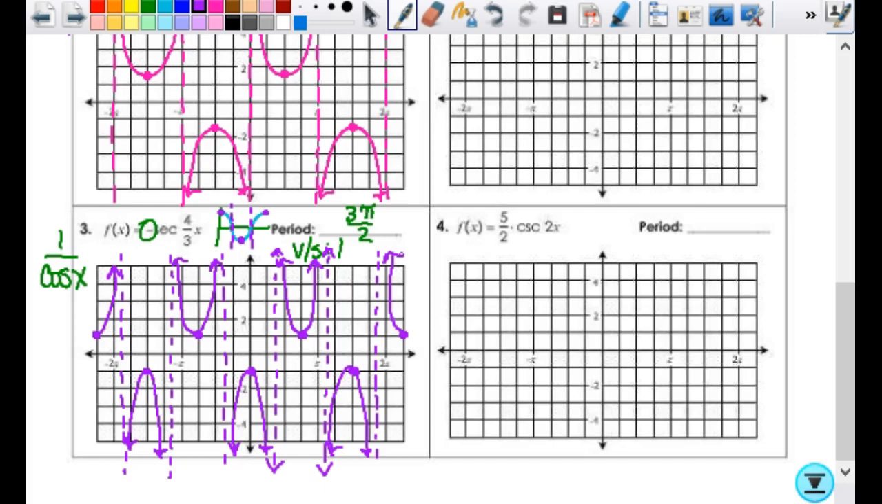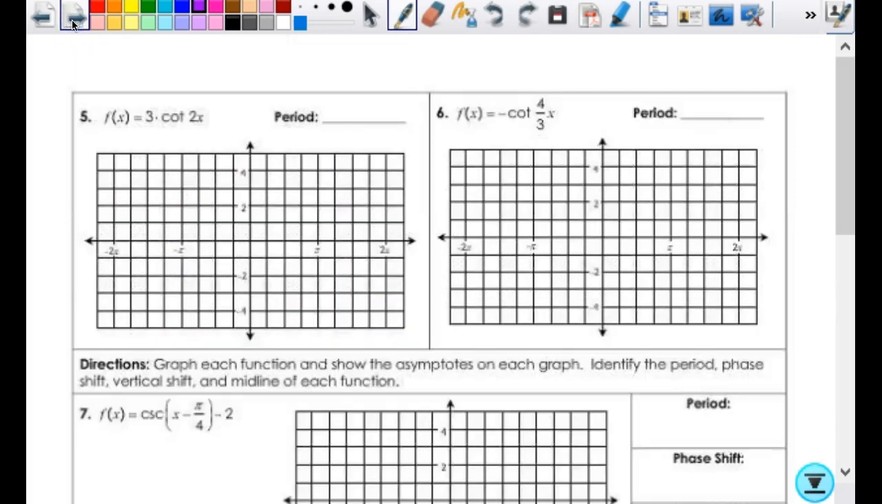Okay, so we've done a cosecant and a secant. Let's do a cotangent. All right, so cotangent. The period is pi, but I have to divide by b, so it's pi halves. I have a vertical stretch of 3. This is 1 over the tangent of x.